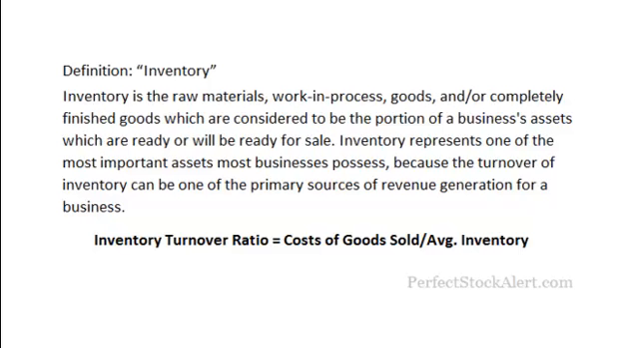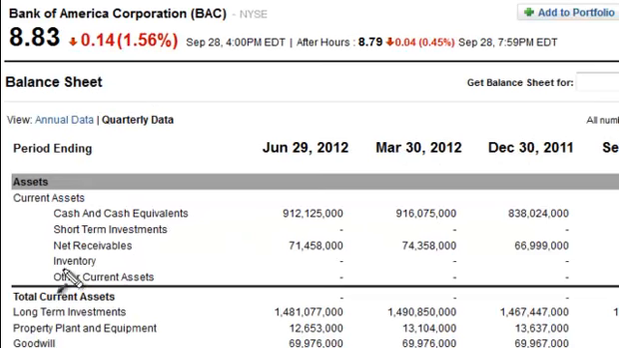Inventory turnover ratio, also known as the inventory turn or inventory turn ratio, is simply a calculation that equals the cost of goods sold divided by the average inventory. I'll show you how to do that in a moment, but I just want to put that little definition in for you. The inventory line item will be found on any balance sheet, at least under the current assets, under the assets section here.